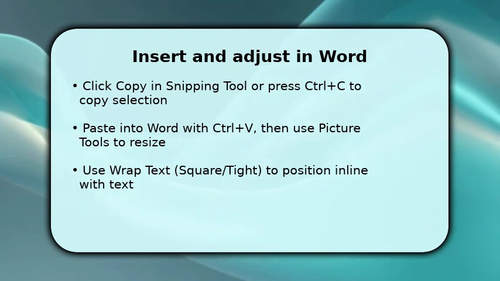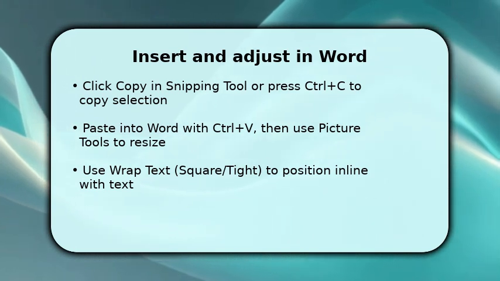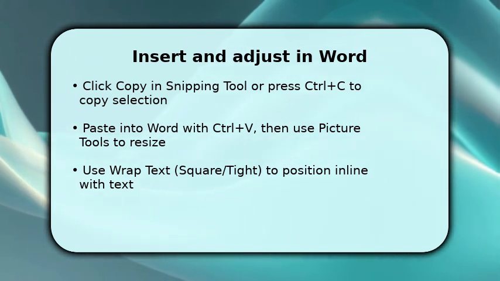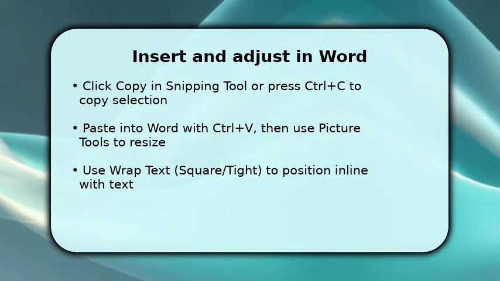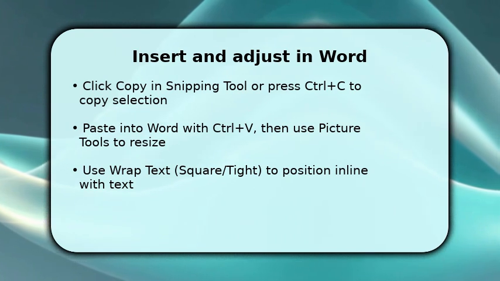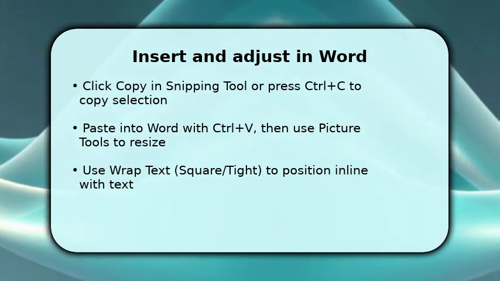Use the Picture Tool's Format tab to resize, crop, and apply corrections because those options control clarity and file size. Once placed, change wrap text to square or tight to flow text around the image. This step ensures your layout stays consistent and responsive as you edit the document.